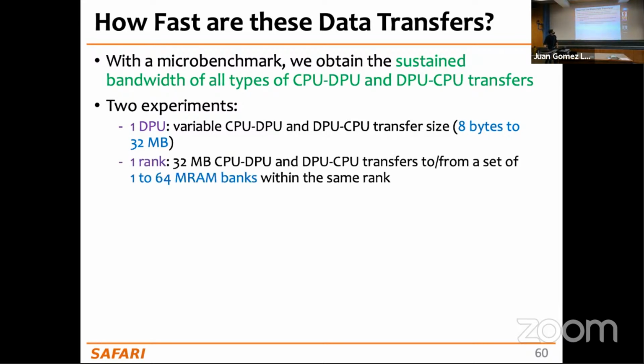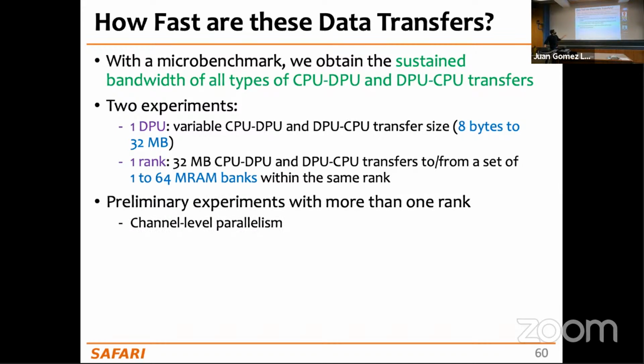And in the second experiment, we use one whole rank. One whole rank meaning 8 chips, right? Up to 64 DPUs. So what we are doing is measuring how much the bandwidth changes when we increase the number of banks from 1 to 64. And we will see, for example, that in parallel transfers, the bandwidth increases.